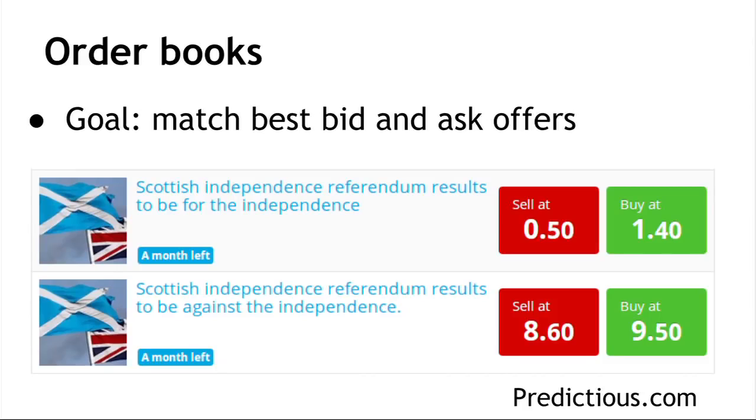And they have a market here on whether or not Scotland will vote yes in their independence referendum, which is scheduled 2 months from today. And you can see that there's a spread. In each case, there's a spread between what people are willing to sell at and what people are willing to buy at. And the goal of an order book is to match up those sellers and buyers, so that they make a trade and split the difference.